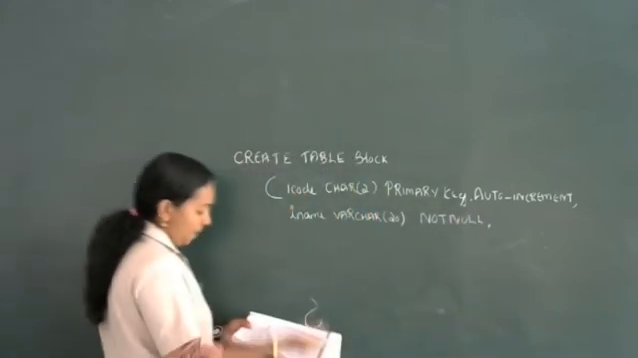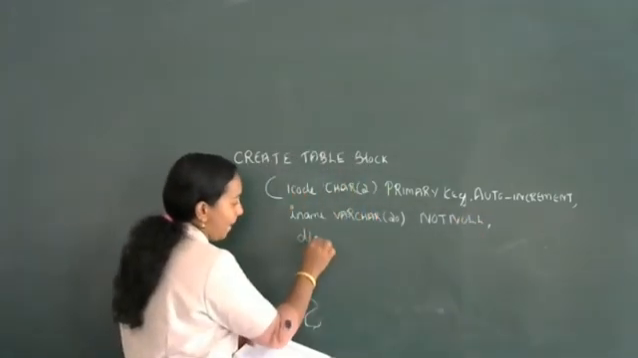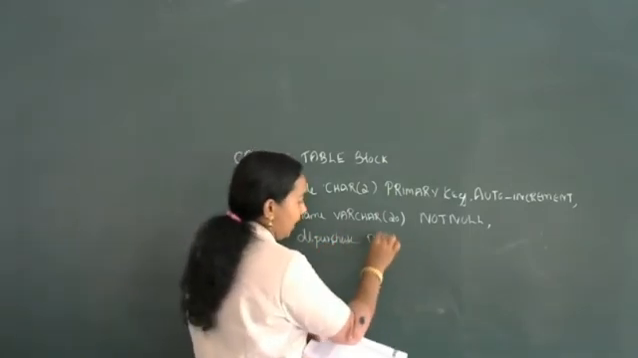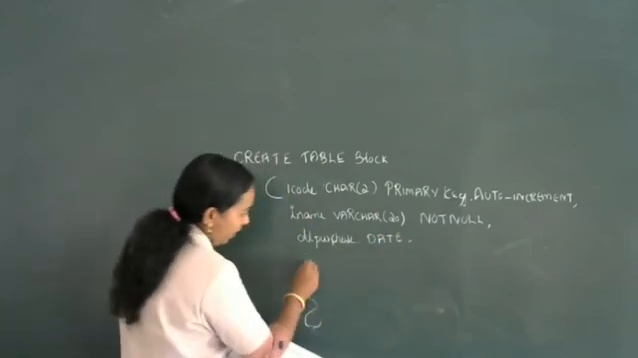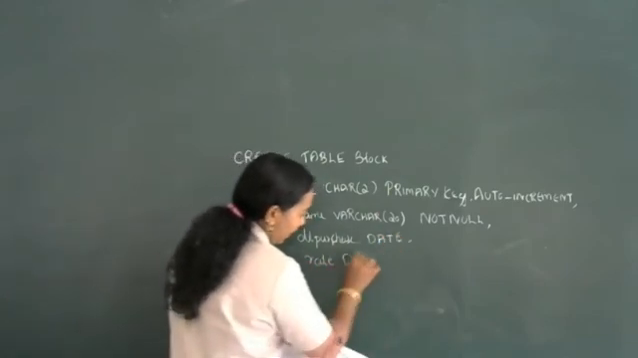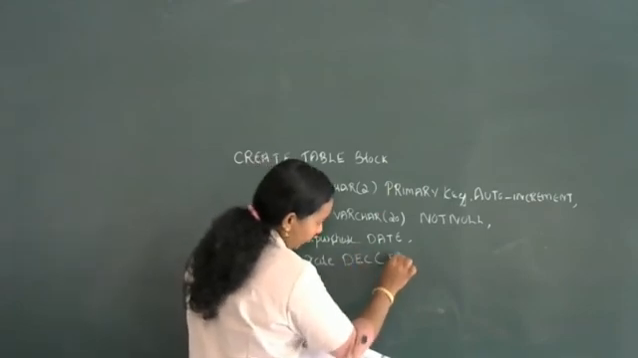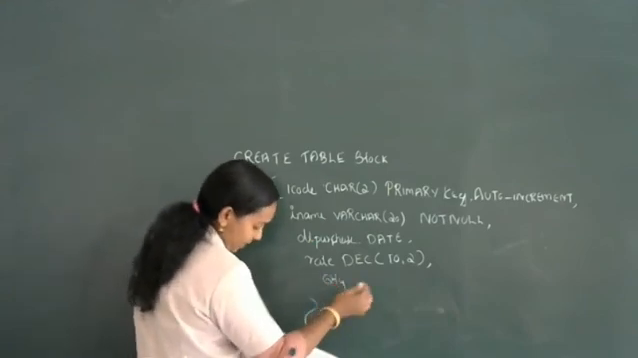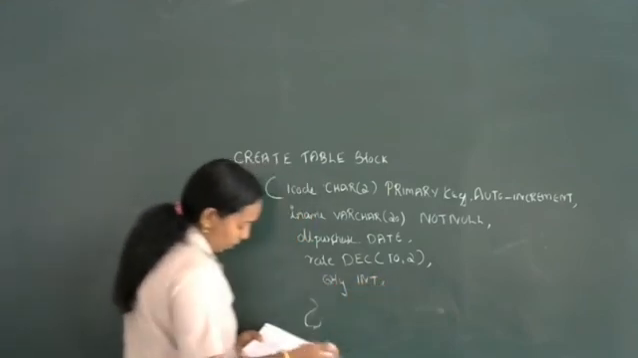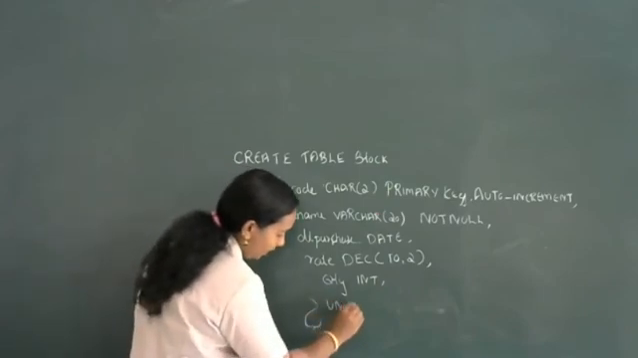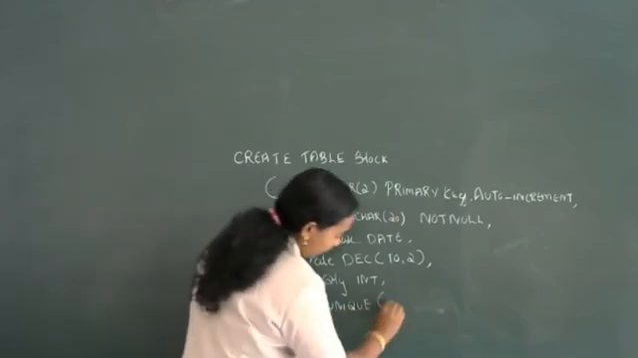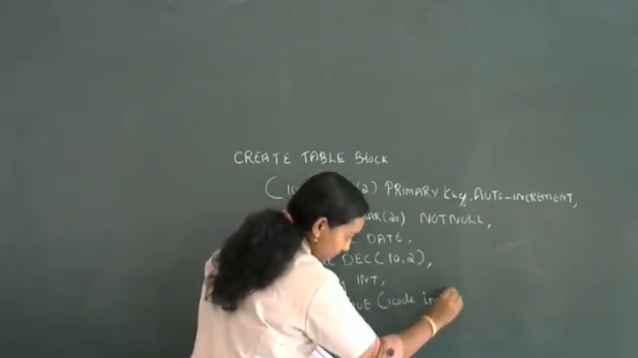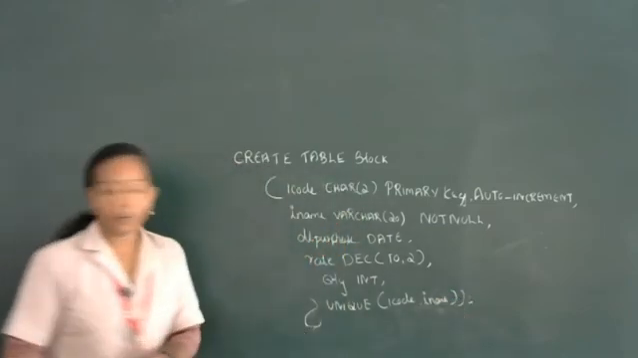Then comma, date of purchase, DT purchase, data type date, then rate, DEC 10,2, comma, QTY data type int, comma, unique iCode, comma, iname. Close the 2 parentheses, semicolon.